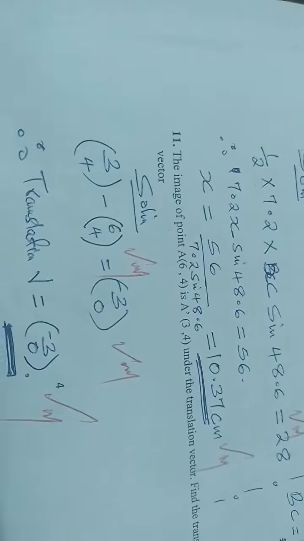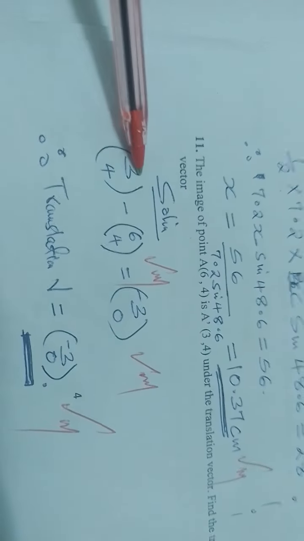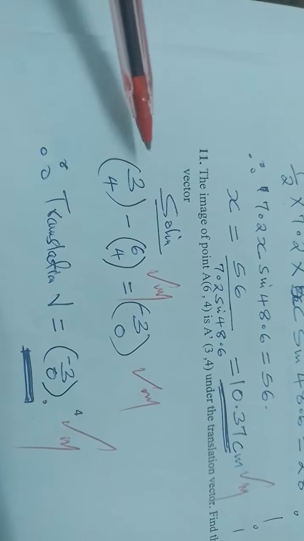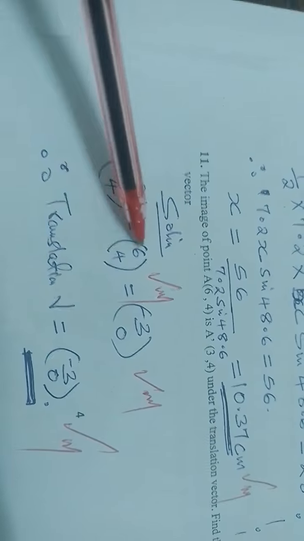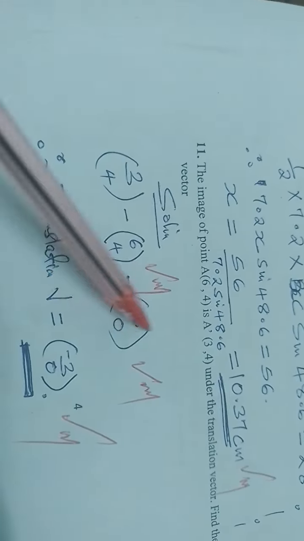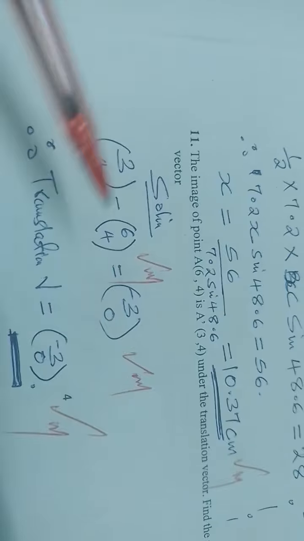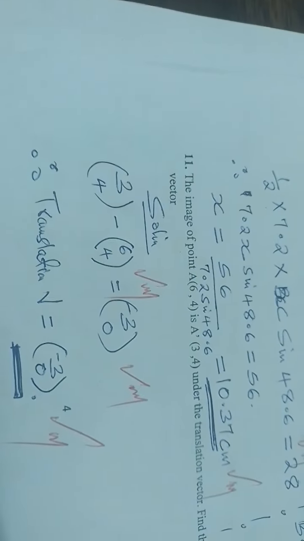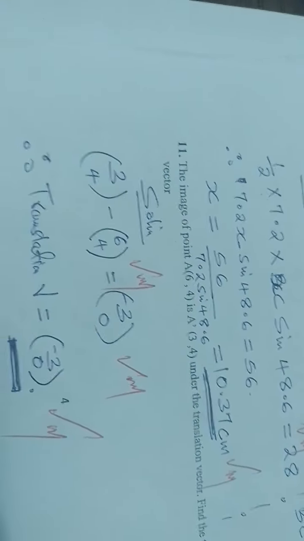We're supposed to read them in terms of columns: (3, 4) minus (6, 4), because this one is our image. (3, 4) minus (6, 4) will give us (-3, 0). So this one is our translation. Because I remember the translation, we're supposed to add it directly to what we have in the object.